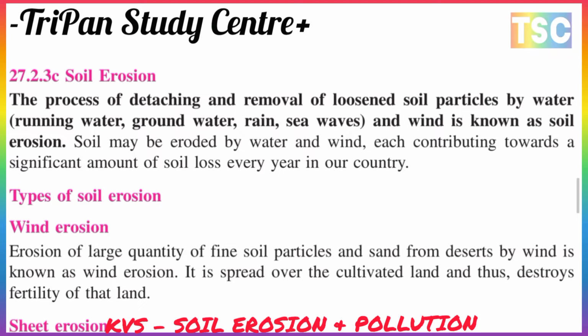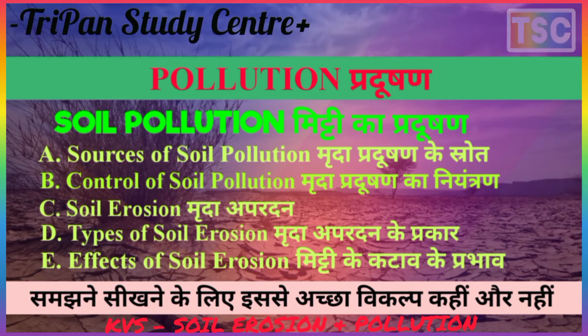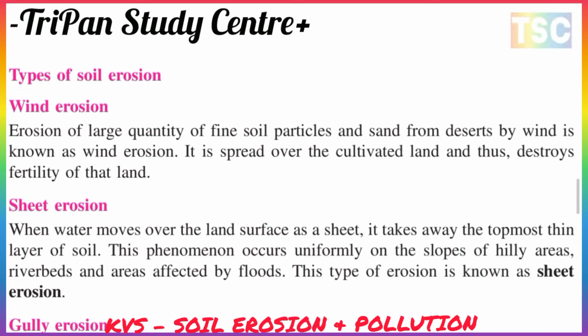The soil may be eroded by water and wind, contributing to a significant amount of soil loss every year in our country. This has a harmful effect on the field. The next is the types of soil erosion. First of all, wind. Wind is mostly the cause of erosion of the soil.